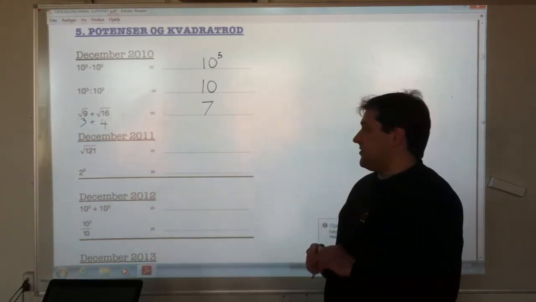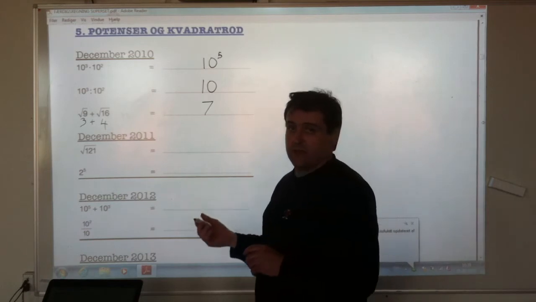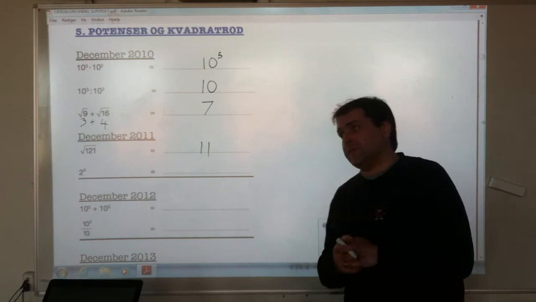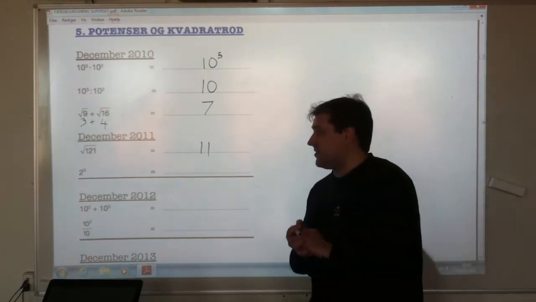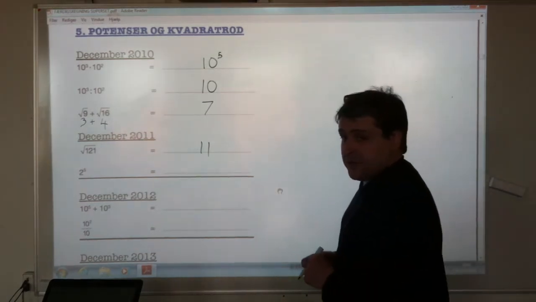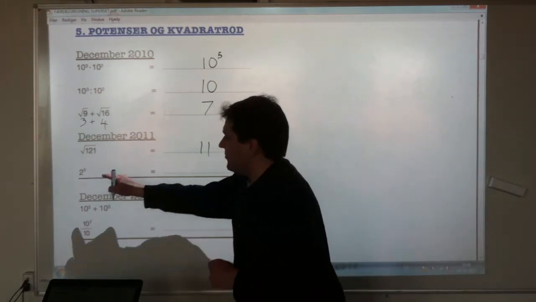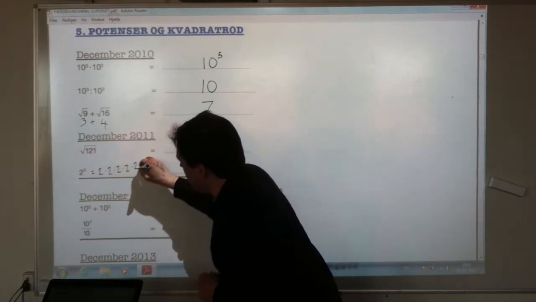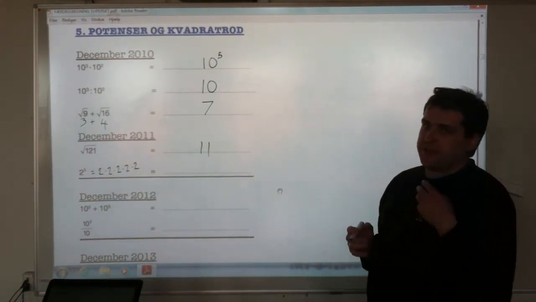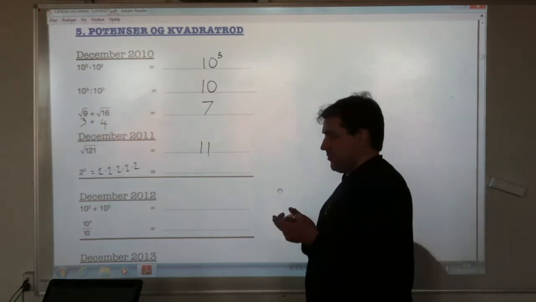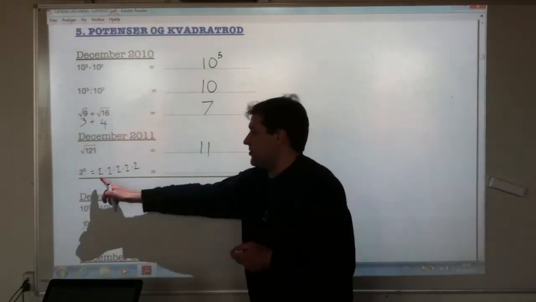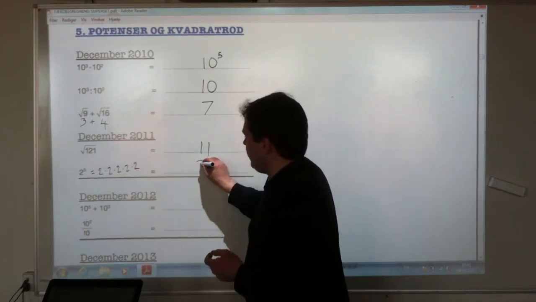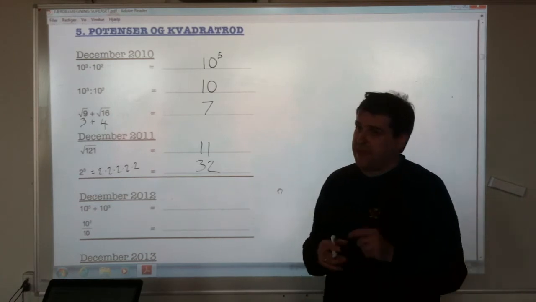On to December 2011, square root of 121, should know that. 11 times 11 makes 121, so the square root of 121 is 11. Now, 2 to the power of 5 means 2 times 2 times 2 times 2 times 2. It does not mean the same as 2 times 5, so that's the common mistake that people make. So 2 times 2 times 2 times 2 times 2, 2, 4, 8, 16, 32 is the answer, not 10.